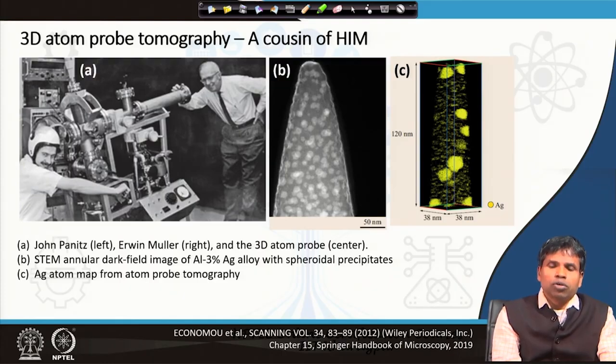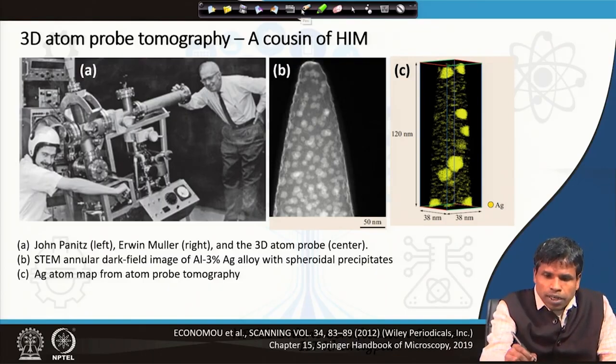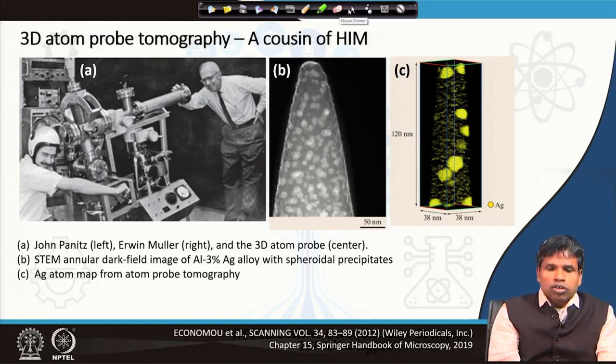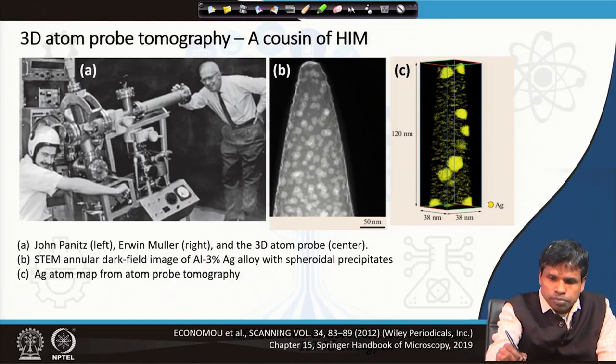In addition to that, we can measure the 3D image of the specimen. So, in the detector, we have a position sensitive detector. We can know where the atom is arriving and with what time of flight. In this way, 3D atom probe tomography can also be called a cousin of the helium ion microscope, because both of them have an ancestor in the field ion microscope.